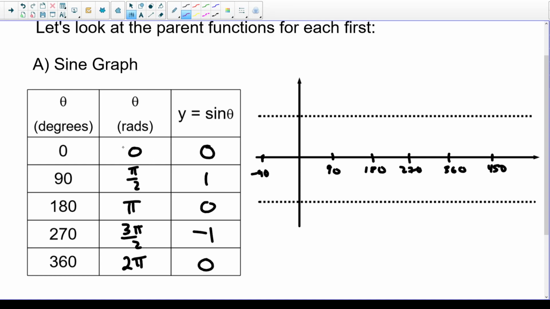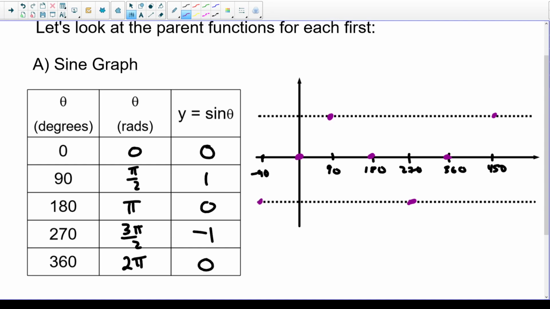So we have 0, 0, 90, 1, 180, 0, 270, -1, 360, 0, and then it would continue with the pattern on this side and on this side.